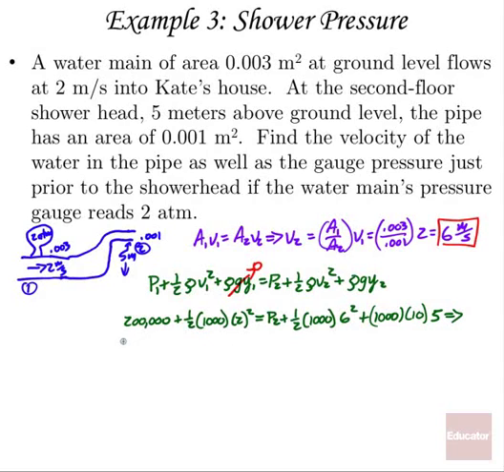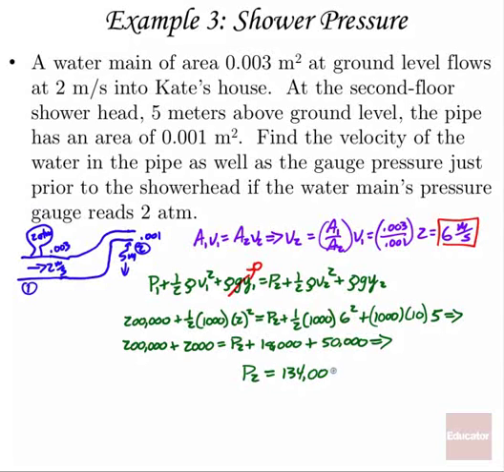So a little bit of math here. 200,000 plus 1,000 times 4, half of that, that'll be 2,000, equals P2 plus, that's 36,000 times 1/2, 18,000, plus 10,000 times 5, 50,000. So solving for P2 then, I find that P2 must equal 202,000 minus 68,000, or 134,000 pascals, or approximately 1.34 atmospheres.